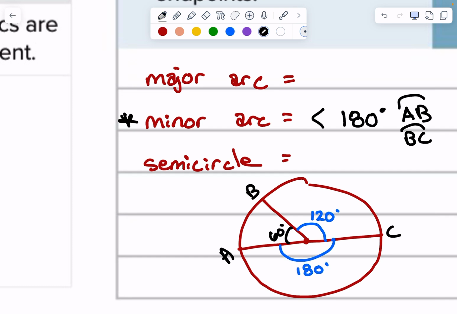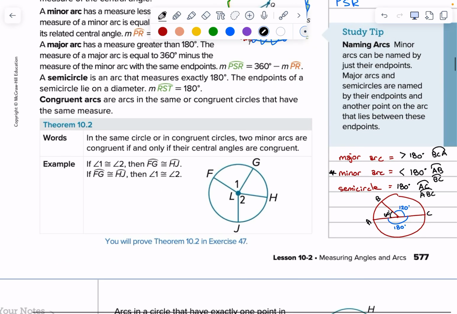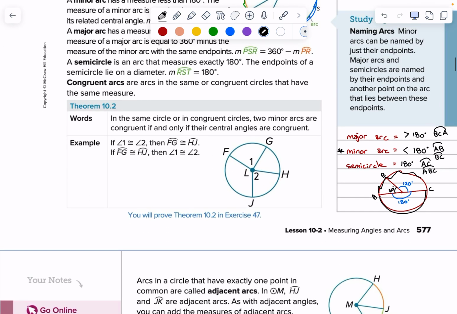Okay, let's go to major arc. Major arc is anything that is greater than 180. So give me a major arc, just an example. AC is going to be exactly 180. Let's go BCA. Can we do that? BCA, right? Or BAC would also work, right? Okay. Semicircle is equal to 180. So that would be like how much? AC or ABC. Can we go ABC and say that that's a semicircle? Sure, we can. ABC would be the top part. AC might be the bottom part. Okay? All right, moving on.